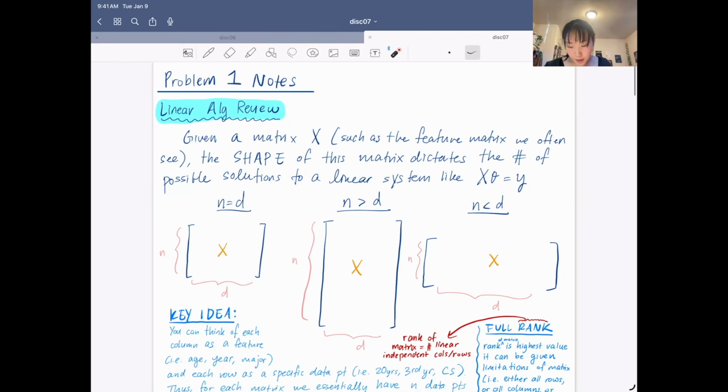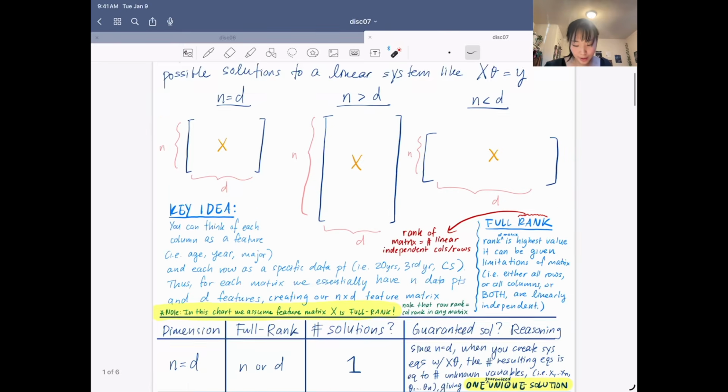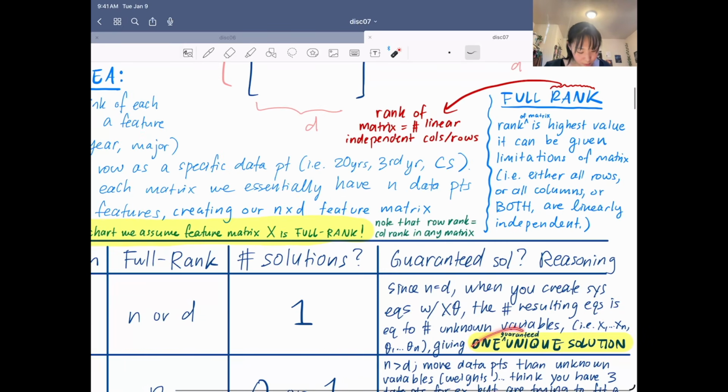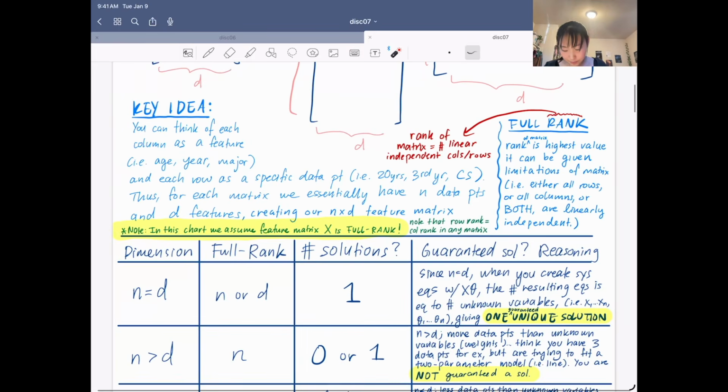Basically, the number of equations that you will end up creating will be exactly the same as the number of unknown variables. So the number of resulting equations created with the variables x1 through xn is equivalent to the number of unknown variables, which are the thetas. And so this gives us one guaranteed unique solution.